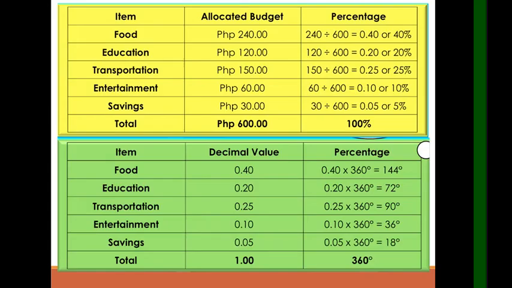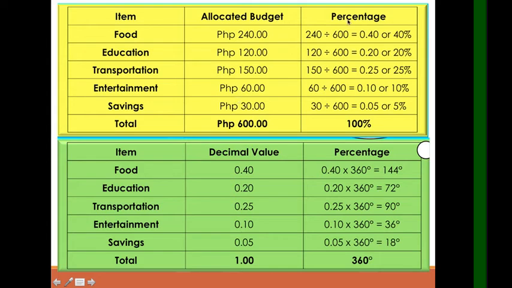Let's start with number 1. For number 1, the allocated budget per item is 240, 120, 150, 60. Paano nakuha si savings? I-add lang yung 240 plus 120 plus 150 plus 60, which is equal to 570. 600 minus 570, so 30 pesos will be for the savings.